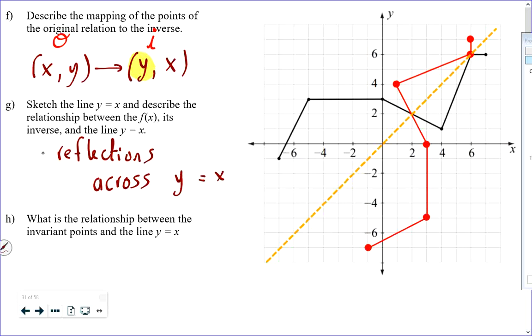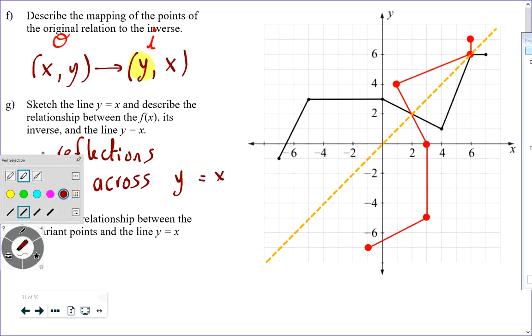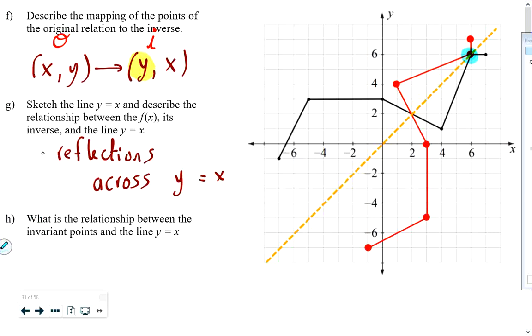So I think maybe I missed something. I think maybe somewhere along the way it said identify the invariant points. If it didn't, we're going to do so now. I hope you would agree that this point, which I'm going to highlight in blue, is invariant. Yes? Why is it invariant? Because the x and y coordinates were the same. Oh, why is it invariant? Because it's on the line of reflection. Invariant points will be points where the original graph is touching or on y equals x.